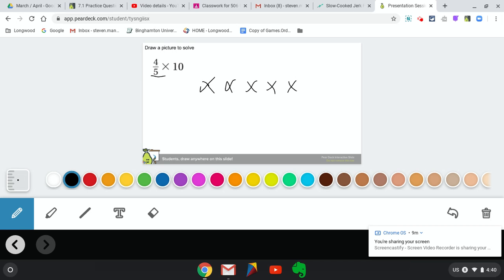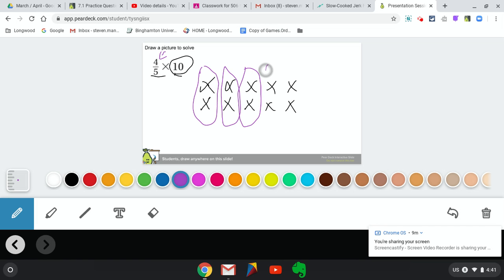So again, I did a row of my denominator, and then I need to fill in rows until I get my whole number of 10. So 6, 7, 8, 9, and 10. Now I need to use my numerator to circle columns. I need 4 columns circled. 1 column, 2 columns, 3 and 4 columns, and count up the x's inside the circles. 1, 2, 3, 4, 5, 6, 7, 8. My answer is 8. So hopefully this helped.